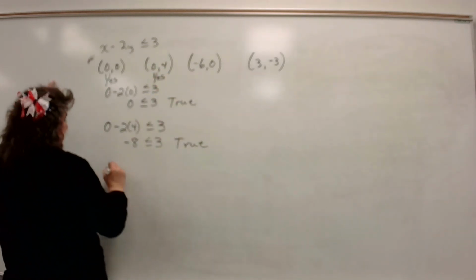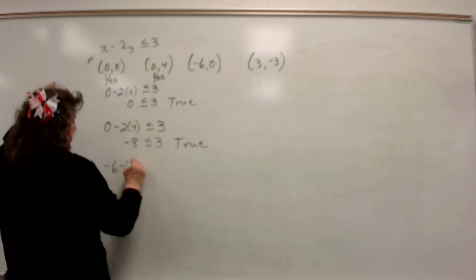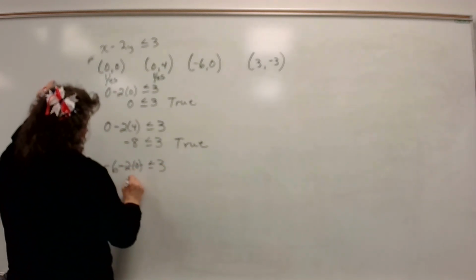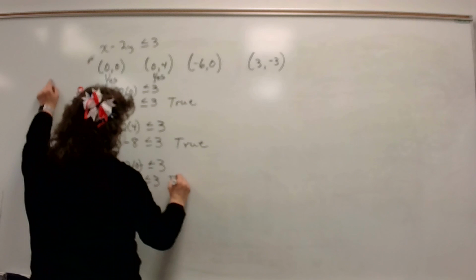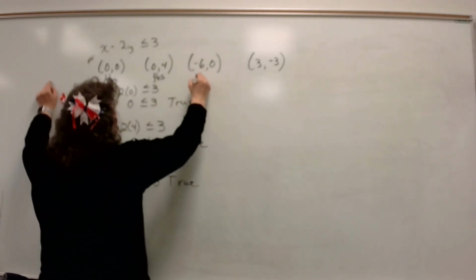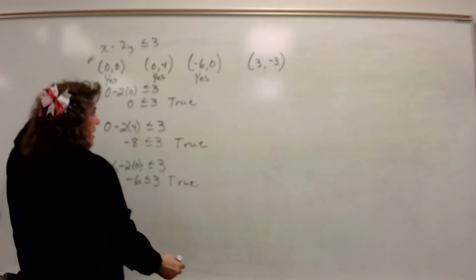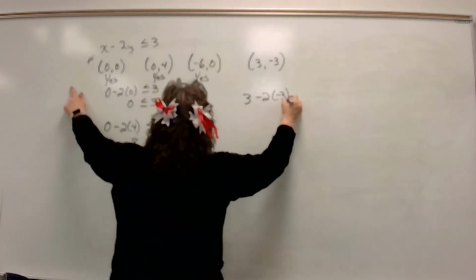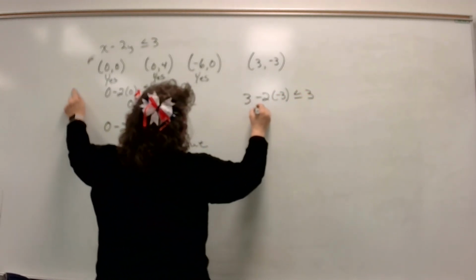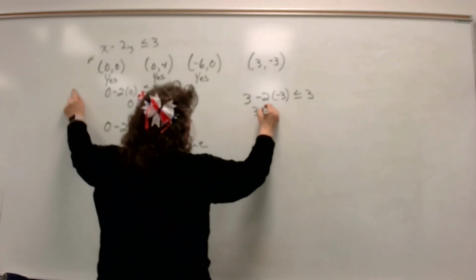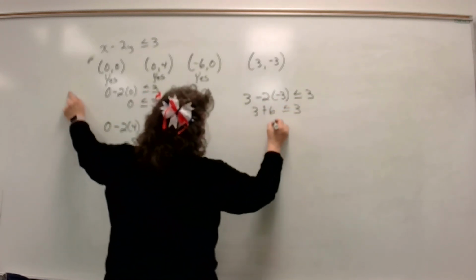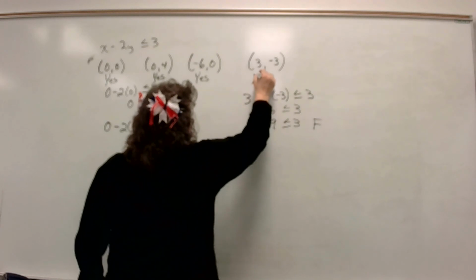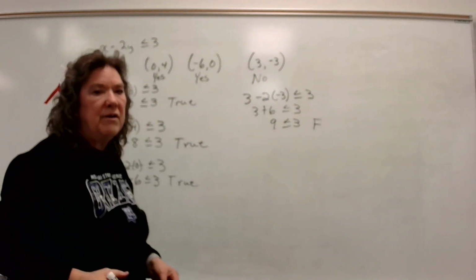How about (-6, 0)? Well, we have negative 6 minus 2 times 0 is less than or equal to 3. Well, this is 0, so negative 6 is less than or equal to 3. Yes, that is true. So this one also is yes, it's part of the solution. Now let's look at the last one. 3 minus 2 times negative 3, is this less than or equal to 3? Well, negative 2 times negative 3 is a plus 6, and this gives you 9. Is 9 less than or equal to 3? No, that's a false statement, so this one is no. That is not part of your solution.